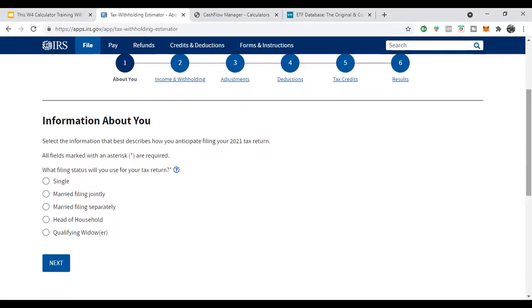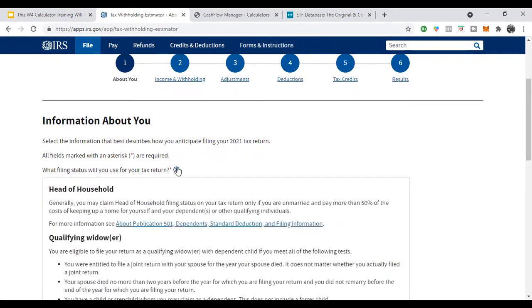What is your filing status? Single, married filing jointly, married filing separately, head of household, qualifying widower. If you don't know, okay, you can always click the question marks. They have question marks as you go. For example, head of household.